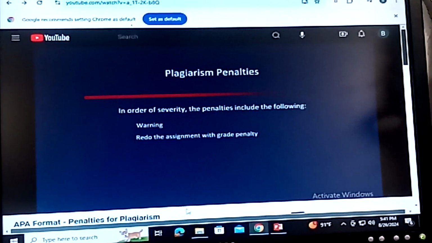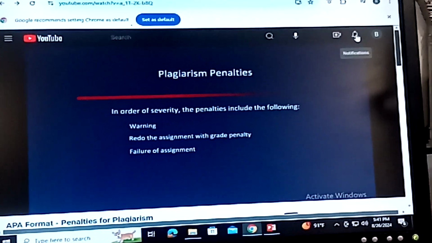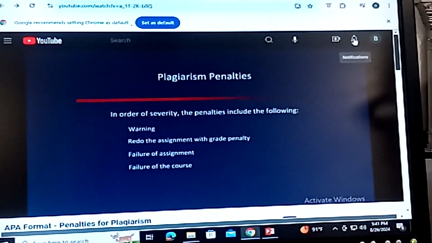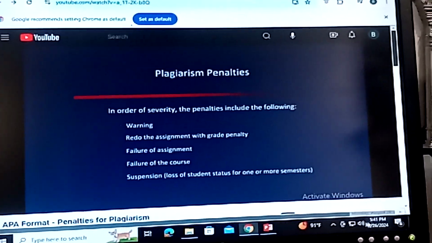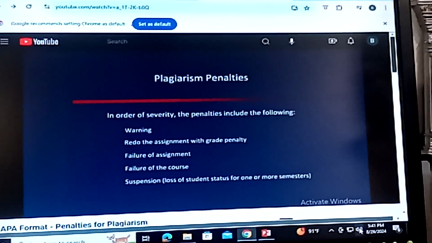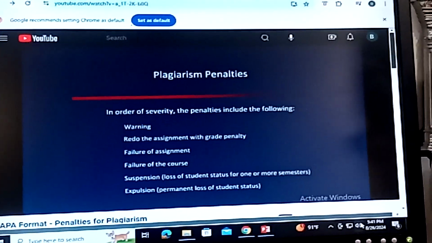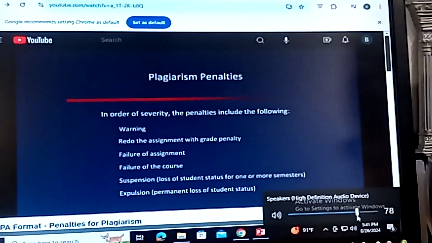Redo the assignment with grade penalty. Failure of the assignment. Failure of the course. Suspension is the loss of student status for 1 or more semesters. And expulsion, the permanent loss of student status.